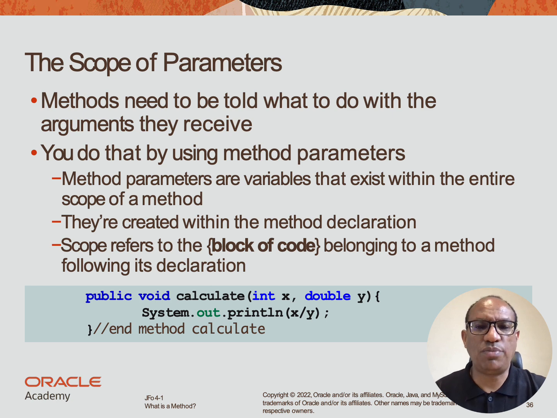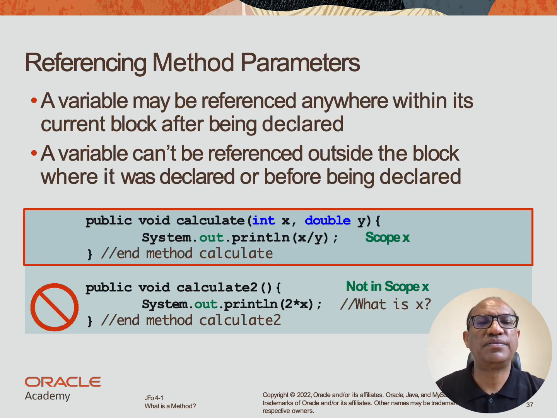Now let's talk about scope. A parameter only exists inside the method it was declared in. Try using it elsewhere and Java will complain. It's like trying to use someone's house key in the wrong house.